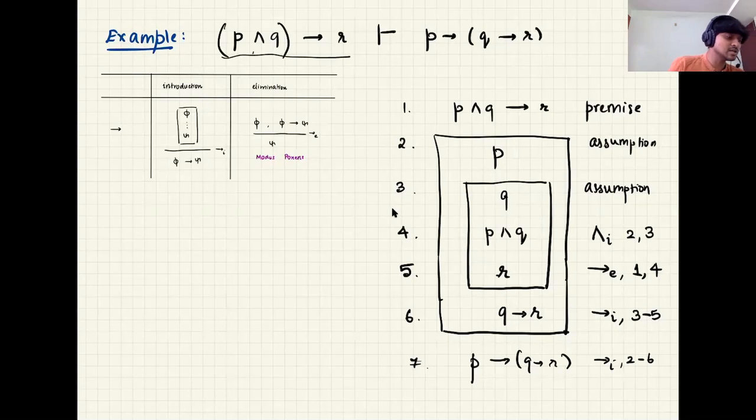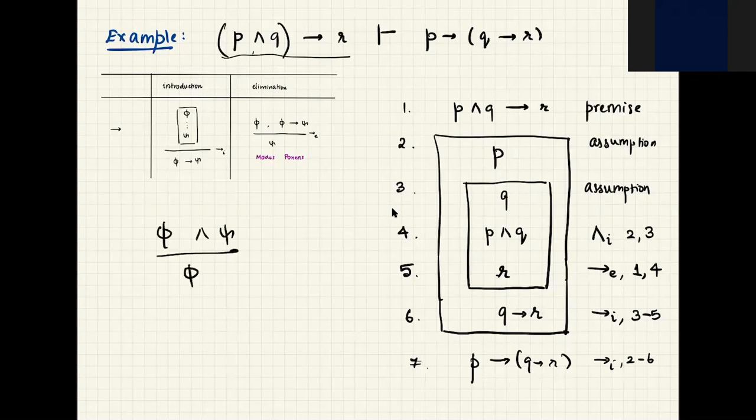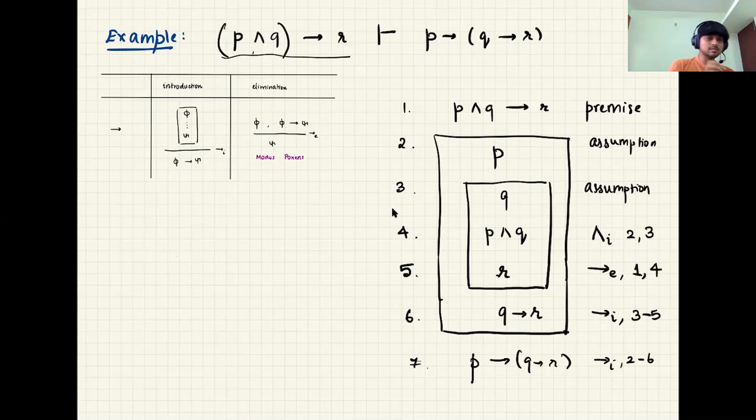Now, how would you use AND elimination? AND elimination should be like phi and psi, and I can get phi. What is your phi and psi in this formula? You cannot use the rules at some internal level. The formula should look like phi and psi, and then you can get phi. Any other questions?